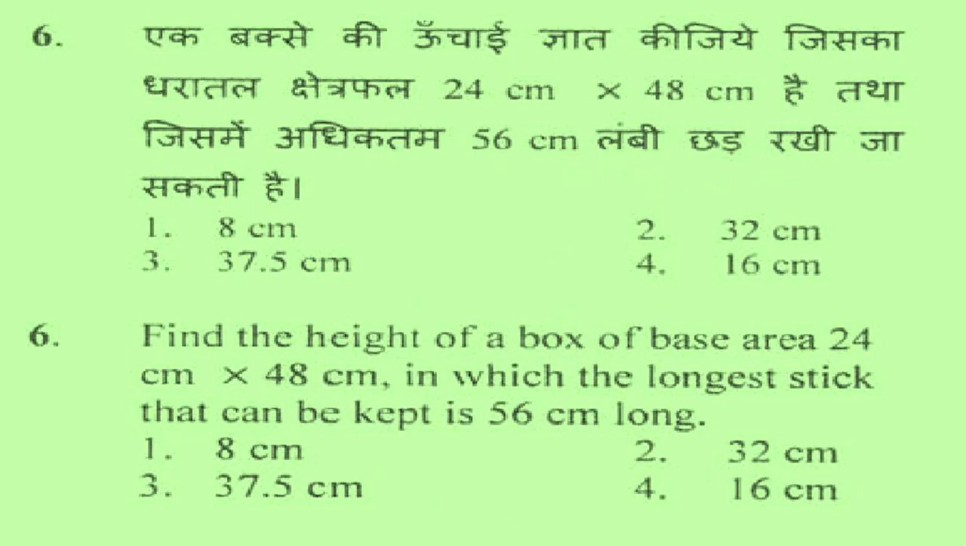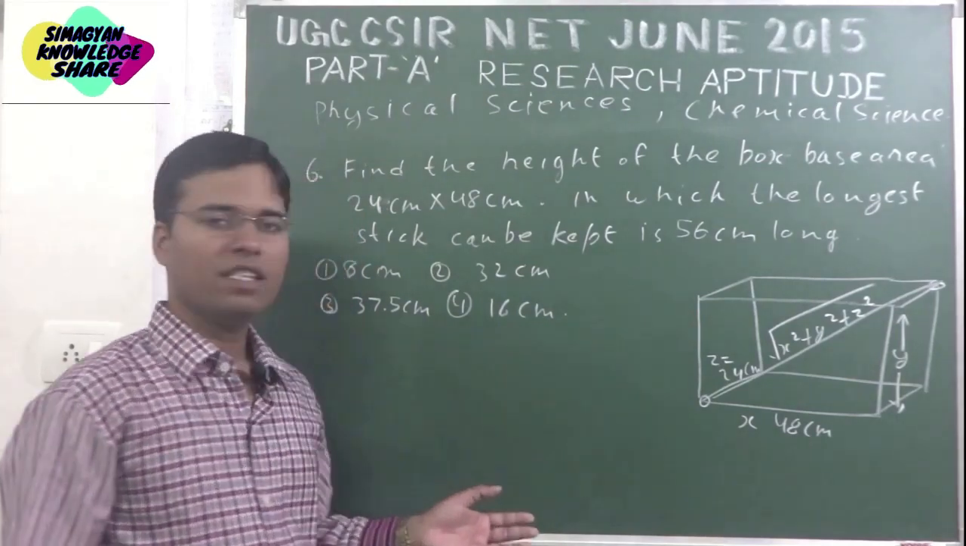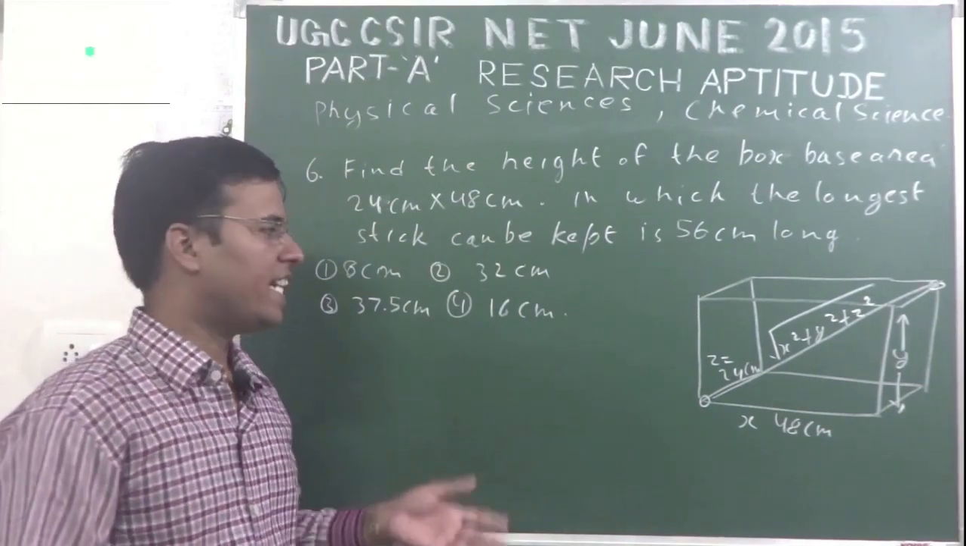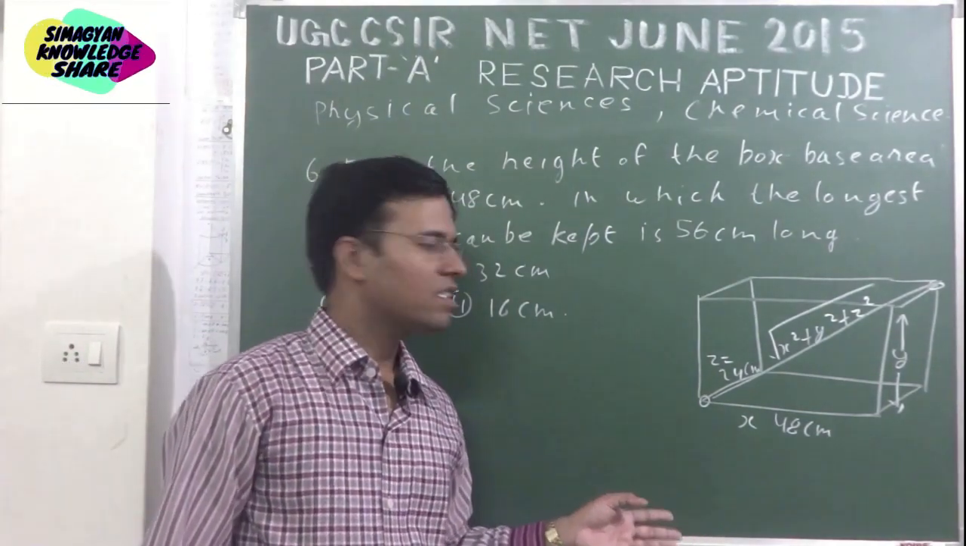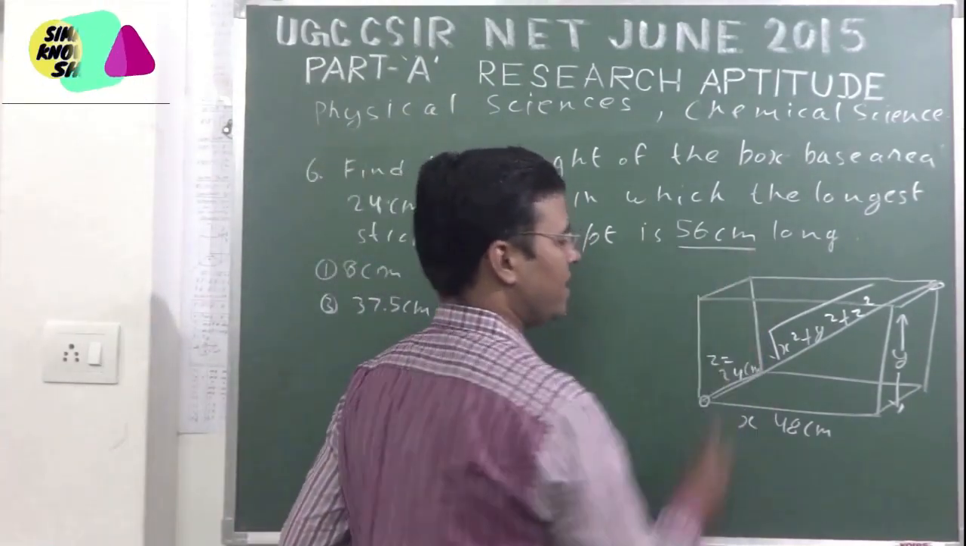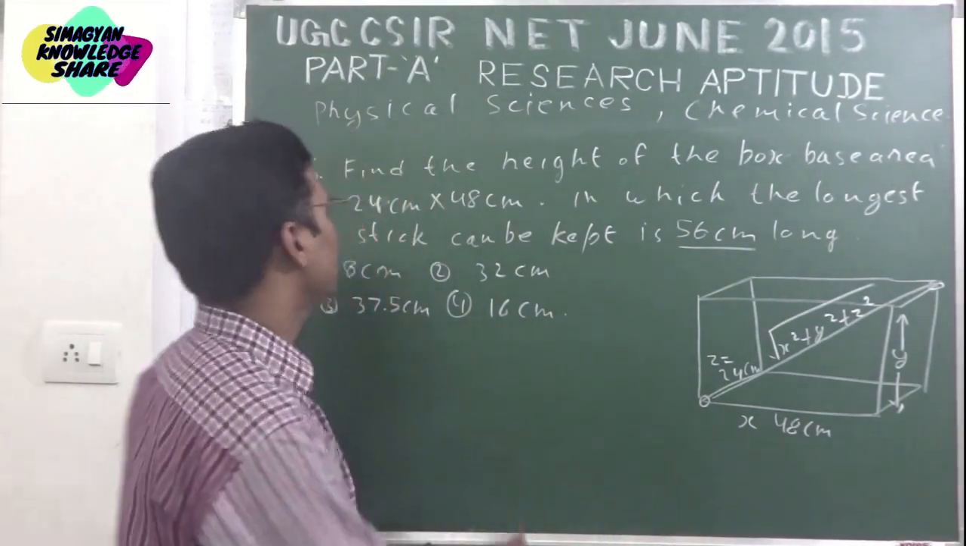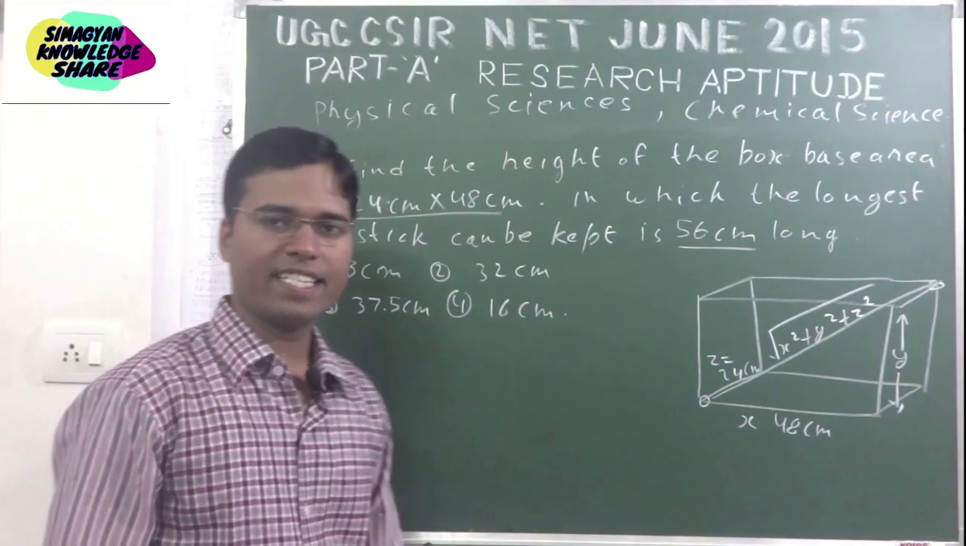Find the height of a box of base area 24 cm by 48 cm in which the longest stick that can be kept is 56 cm long. There are 4 options: 8 cm, 32 cm, 37.5 cm and 16 cm. In this problem, the question is asking that the maximum length of a stick which can be kept in a rectangular box is given as 56 cm. The rectangular box has its base area 24 cm by 48 cm.